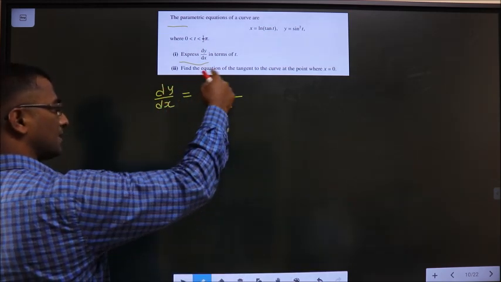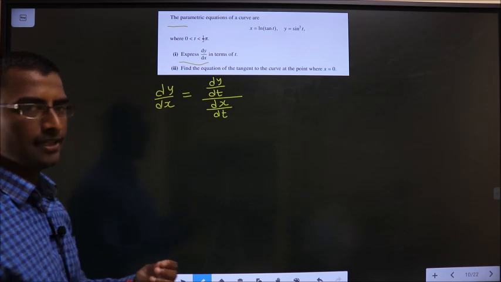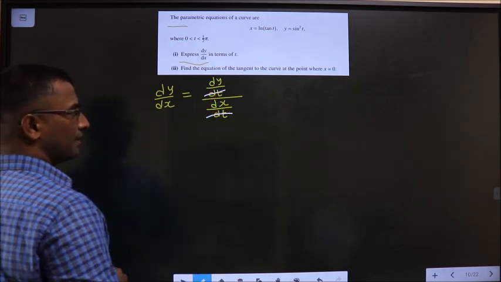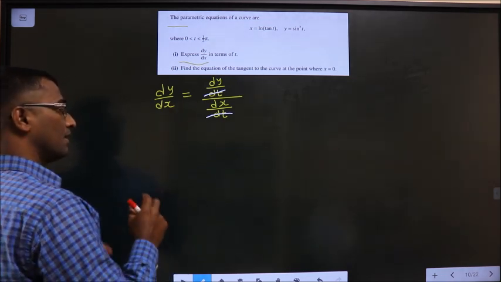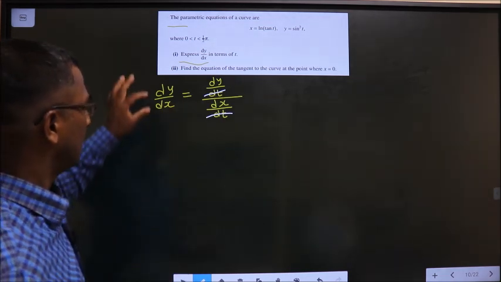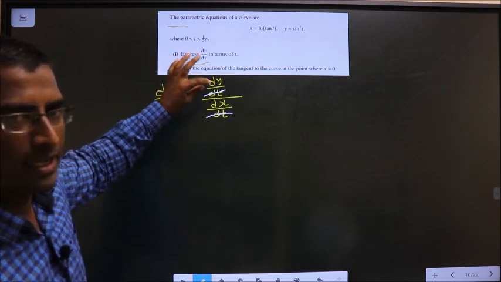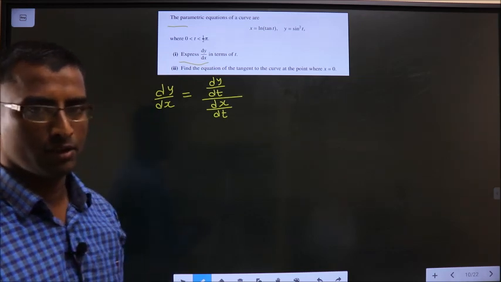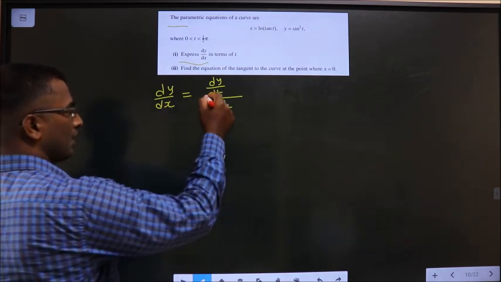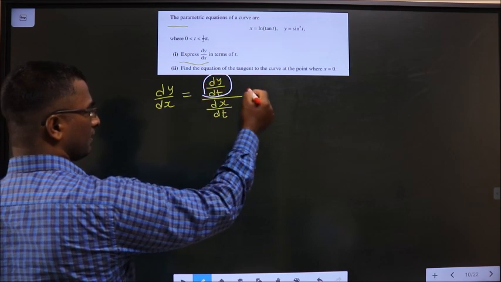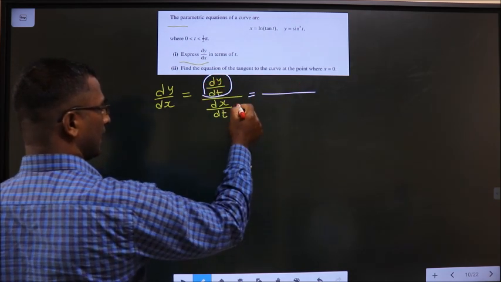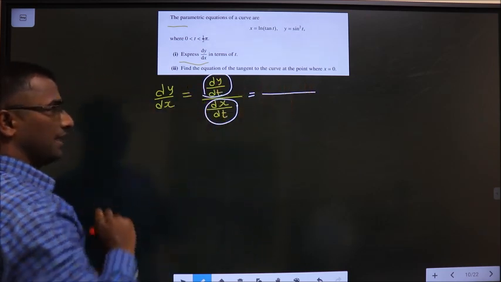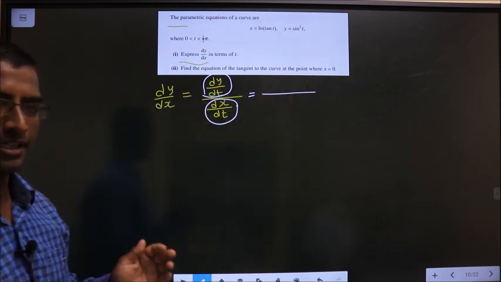If I write dy by dx in this way, nothing is going to change. Why? Let us say I cancel dt, I get dy by dx. Thus, what I proved is dy by dx can also be written as dy by dt by dx by dt. Now I have to find this one and this one, and replace them here. So this will be your dy by dx. Okay, so let us find them one by one.